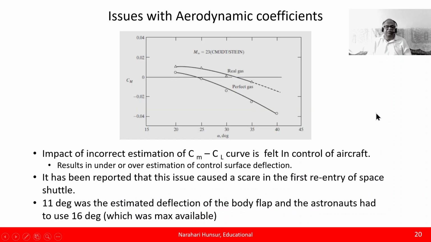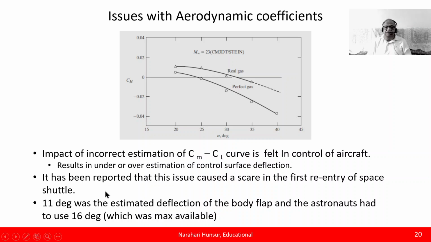It's not just temperature and other predictions. There are more important issues like aerodynamic coefficients. All of us are familiar with the moment coefficient Cm versus alpha, or sometimes Cm versus Cl prediction, which is very, very useful in terms of stability estimations. It has been found that the standard ways of predicting this Cm-Cl have been found wanting. This results in under or overestimation of control surface deflections. For example, if I have predicted 20 degrees deflection for perfect gas, in reality, it won't be that.